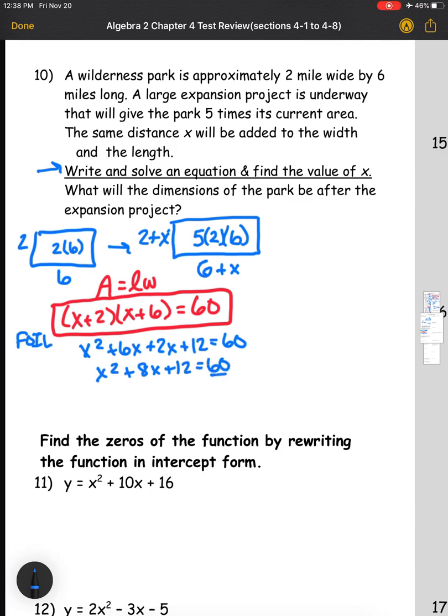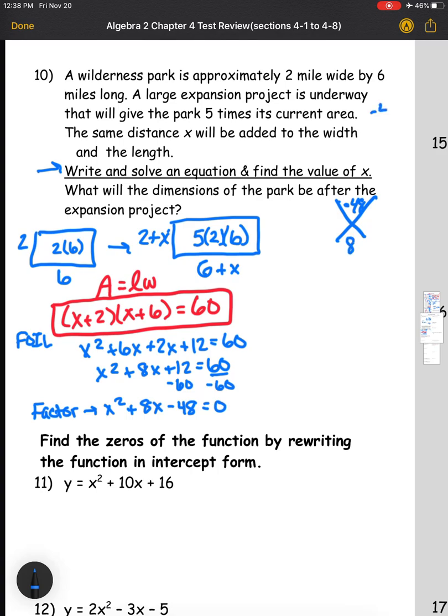And then I'm going to move the 60 to the other side by subtracting it. So I'm left with x squared plus 8x minus 48 equals 0. Okay, and now you can factor this with the x method. So if I try to do that real quick, my a value, which is 1, times negative 48 is negative 48. And then my b in this case is 8.